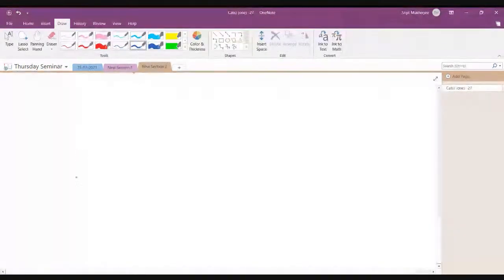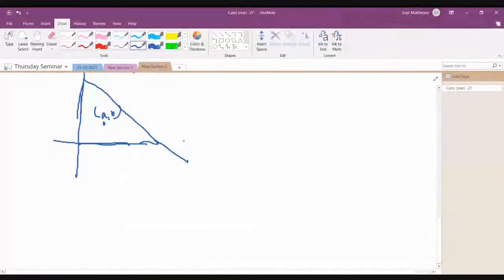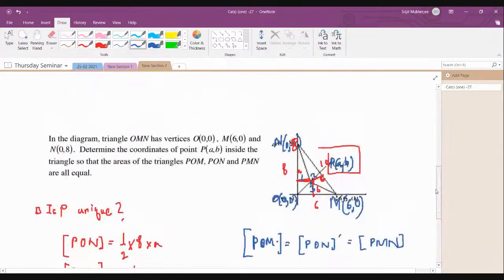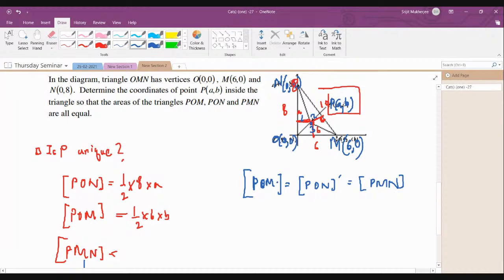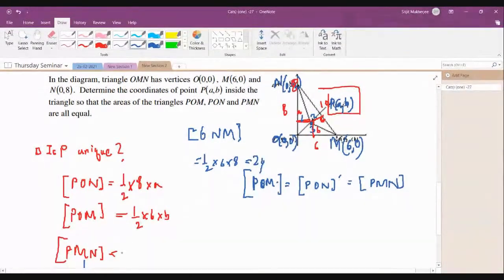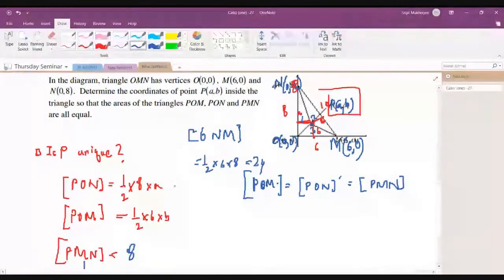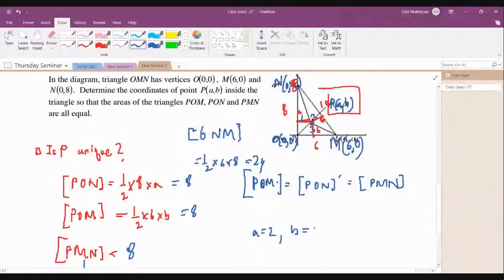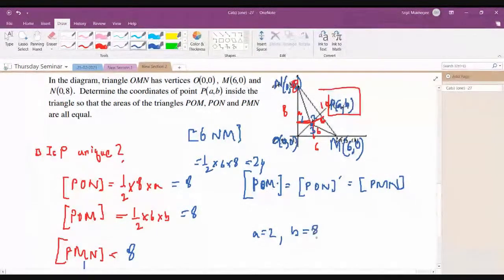Revise that. Given a coordinate A comma B and a line, we are trying to calculate the total area. So the area of OMN is half into 6 into 8, which is 24. So each is 8. We don't need to know this; we just need to equate this to this. So A is 2 and B is 8 by 3. Very easy stuff, right? There's only one point for which it is equal.